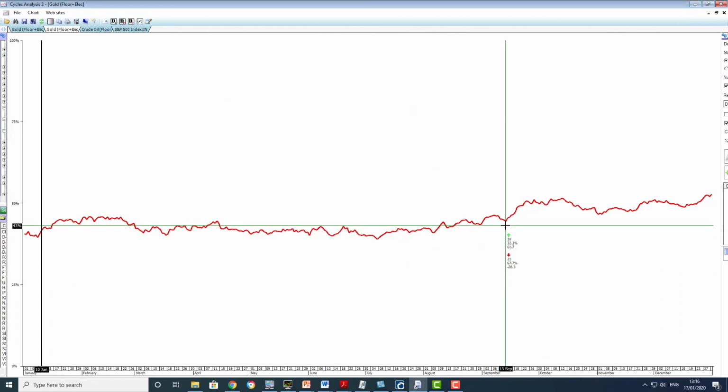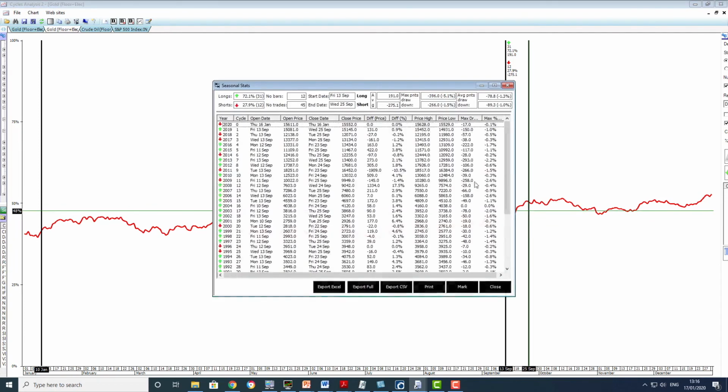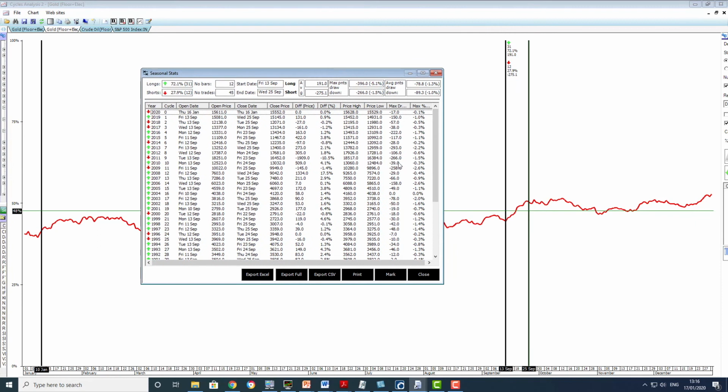But equally, we could just zoom in and say, well, that looks a bit more exciting. And that's exactly what we put in the report, the more specific, closer in ones. And here, on average, 13th of September to the 25th of September, 72.1% chance of the market moving higher. And we've got 31 samples up, 12 samples down. So that's how we use that.